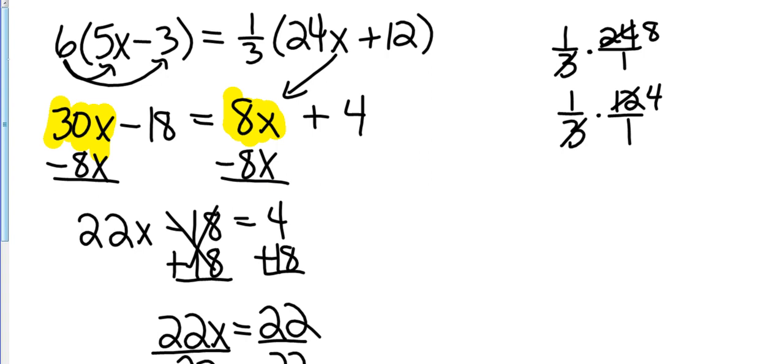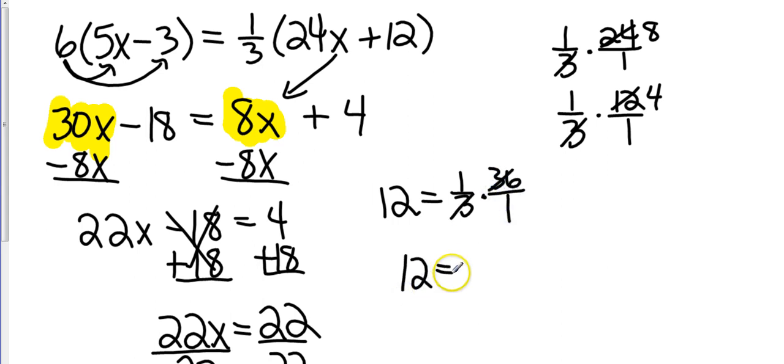I'm going to do a quick check. 5 times 1 is going to be 5. 5 minus 3 is 2. 6 times 2 is 12. Over here, 24 times 1 is 24. Plus 12 is going to give me 36. So 1/3 times 36. That does give me 12. So I know that that will check. And that makes me happy.